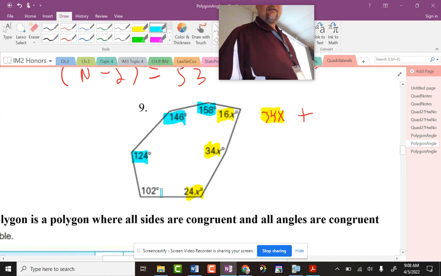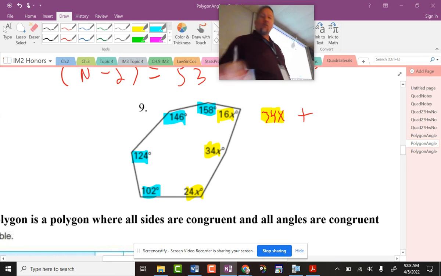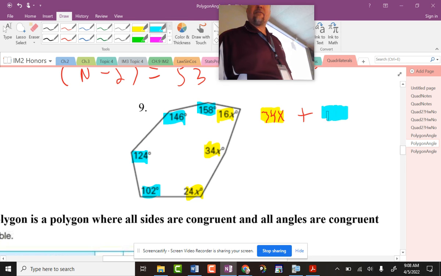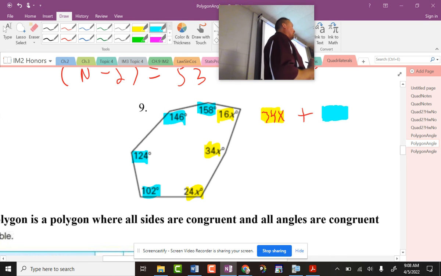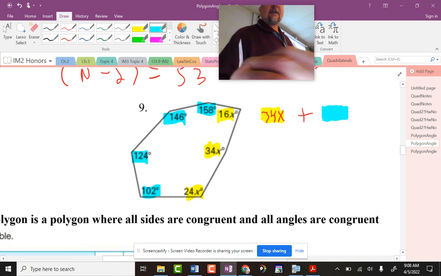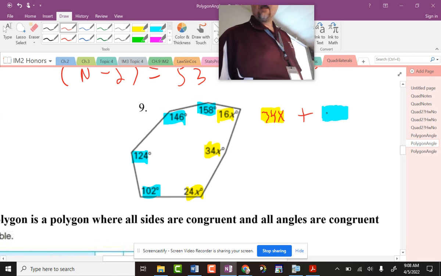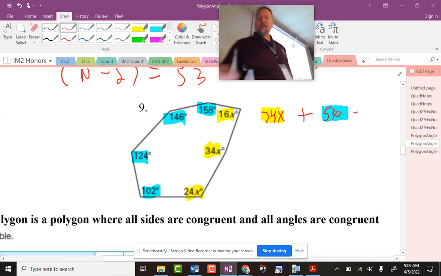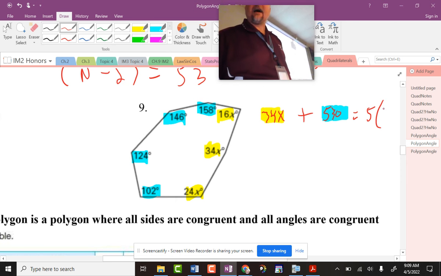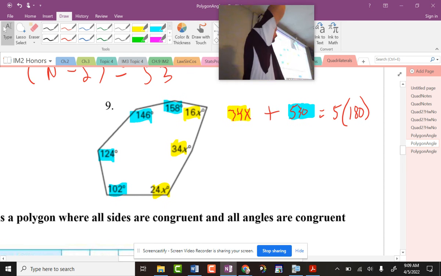And then did you add those 4 blue ones? Did anyone do that? I think it was in the 500s from last hour. Is that correct? 530. That sounds familiar from last hour. And then, what should that equal? Well, we count 1, 2, 3, 4, 5, 6, 7. So it's a heptagon. So it's 7 minus 2, which is 5 180s. That's what this sum should end up becoming.